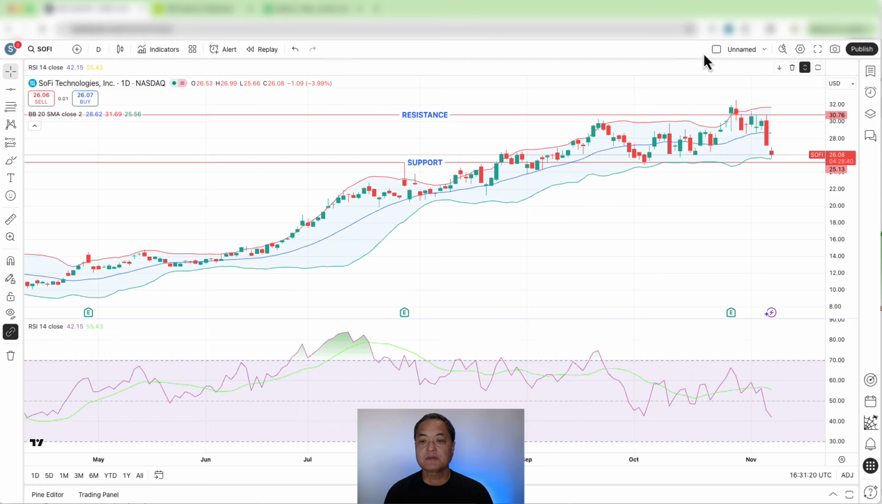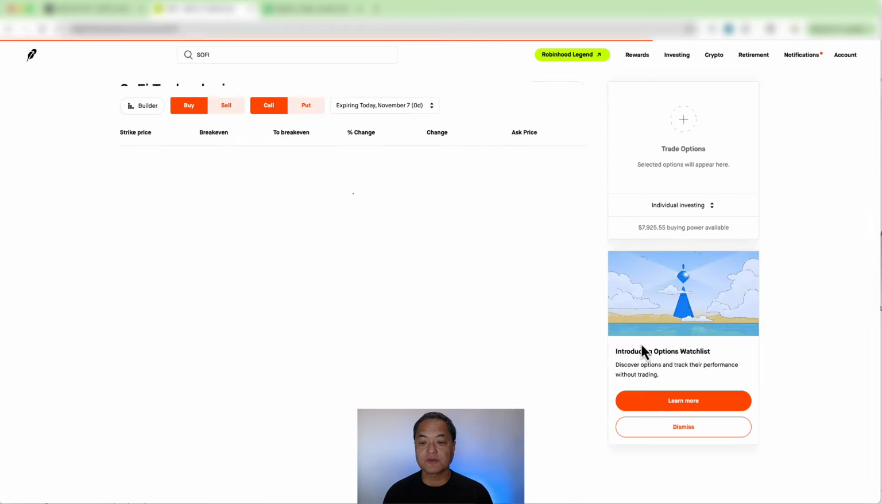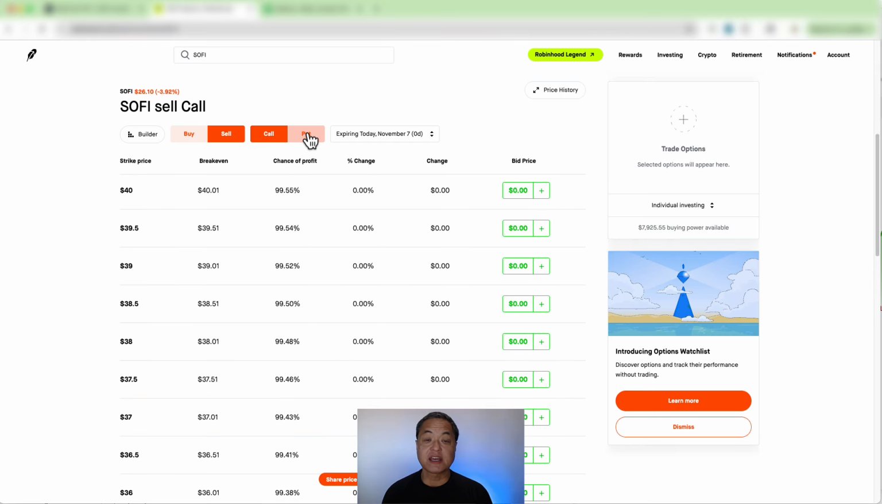So now let's jump over to my trading platform and take a look at the actual option chain. I've opened up the trading platform at my brokerage account, and we can see here SOFI Technologies, stock symbol SOFI, currently trading right around $26. What I'm going to look to do is sell a cash secured put. So I'm going to come over here and say trade SOFI options, and I'm going to be selling a cash secured put.